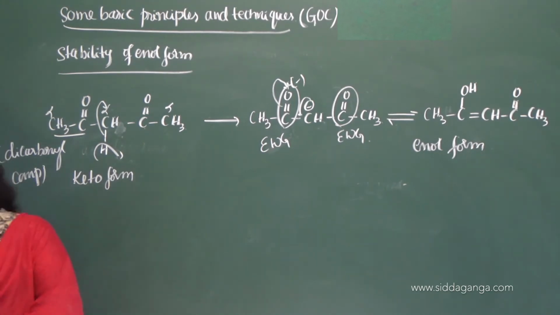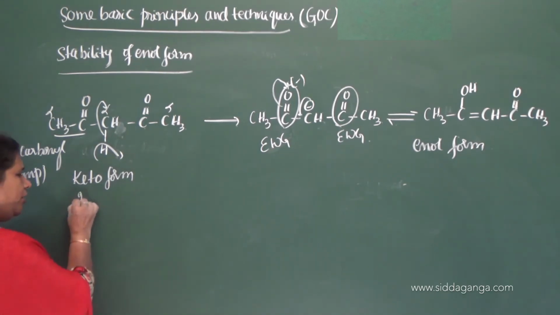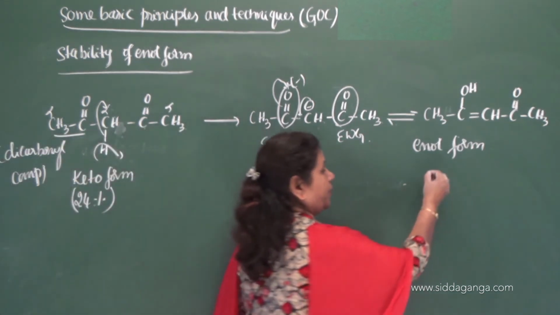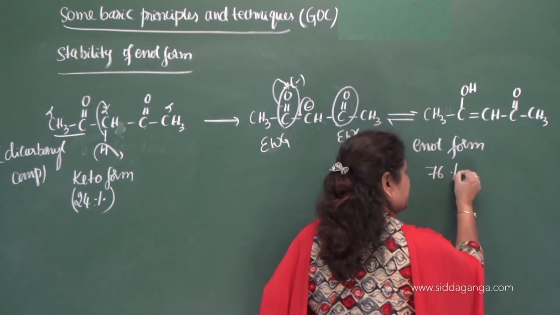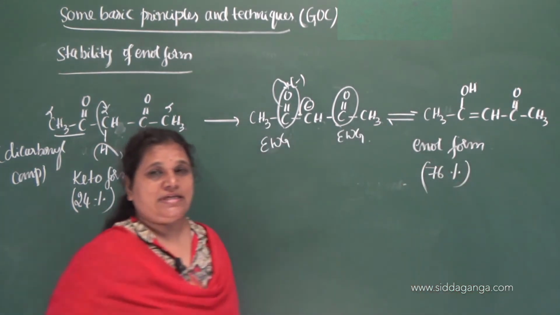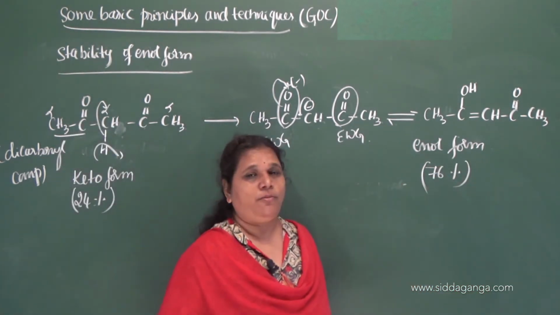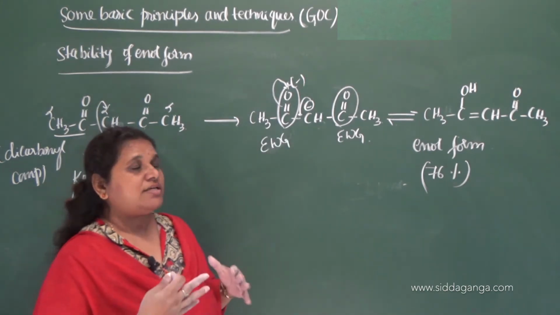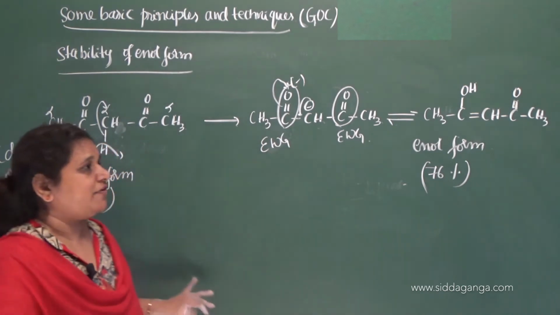Now what is the percentage of this keto form? This is around 24% and this is around 76%. See, less than 1% of enol form is increased to 76%. What is the reason? The reason is very simple.